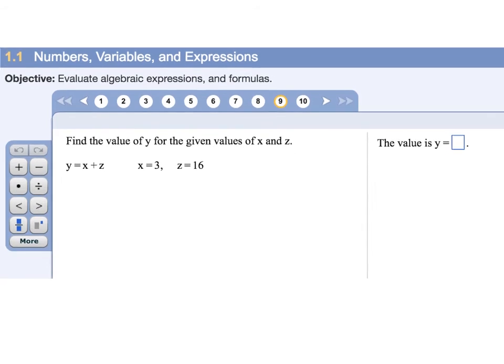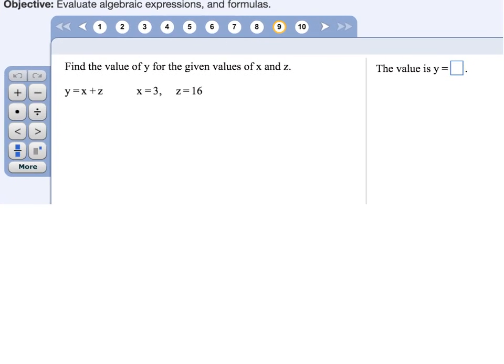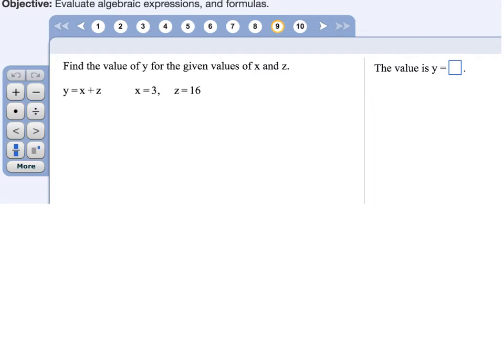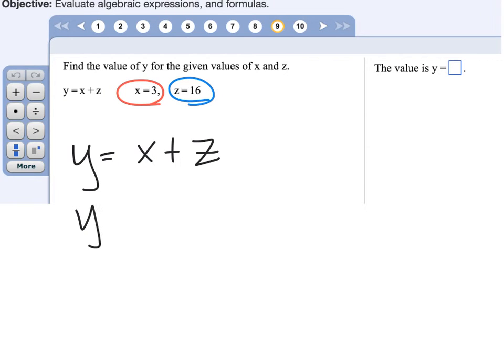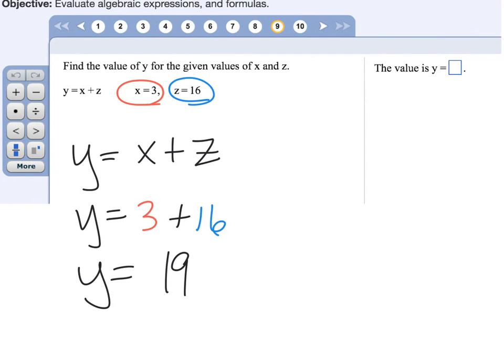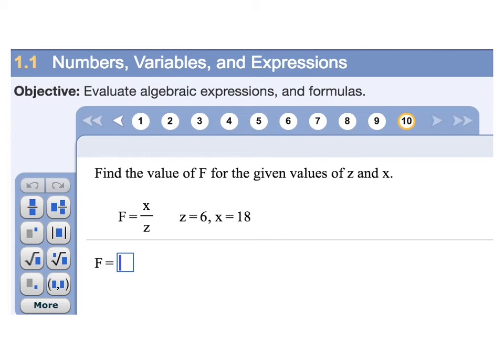Find the value of y for the given values of x and z. So we're going to start with y is equal to x plus z. But we're told that x is really a 3, and we are told that z is really a 16. So that means we have y is equal to 3 plus 16. That's pretty straightforward. That makes 19 because 3 plus 16 is 19. So our answer is 19. And wrapping it up, yay!